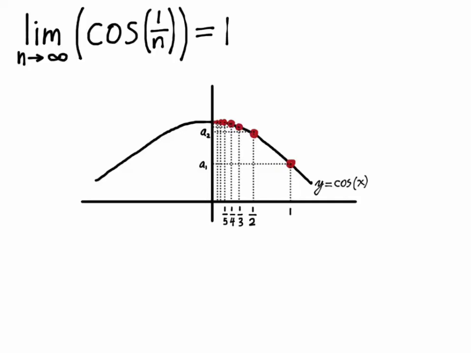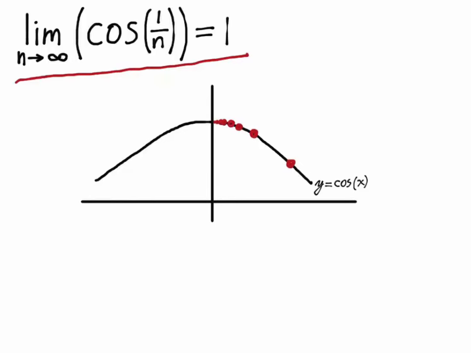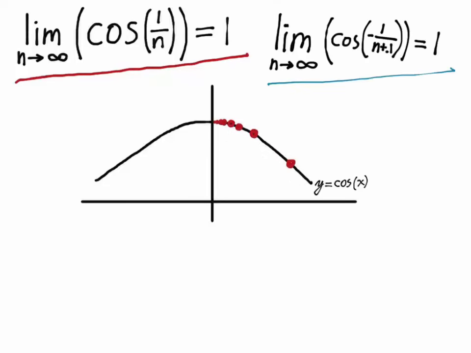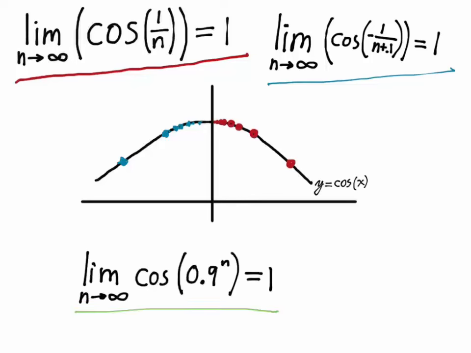And you can tell it's approaching 1 because you understand the property of the cosine curve. So I'm going to underline this limit statement in red, and we can see that this limit statement is reflected in the behavior of the red dots on this curve. I can come up with other limit statements, like this one that I'm going to underline in blue. That's a reflection of the behavior of these blue dots over here on the left, and I can come up with a third limit statement that I'll underline in green. That's a reflection of the behavior of these green dots on the right.